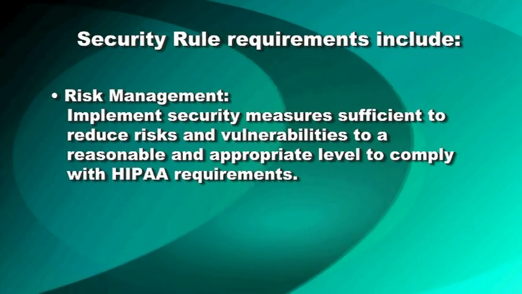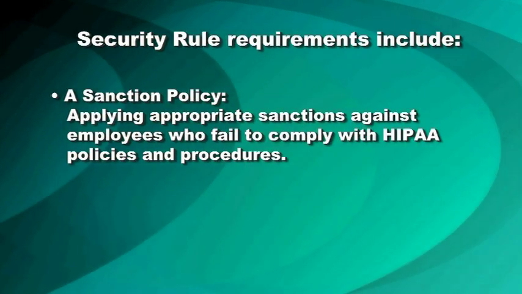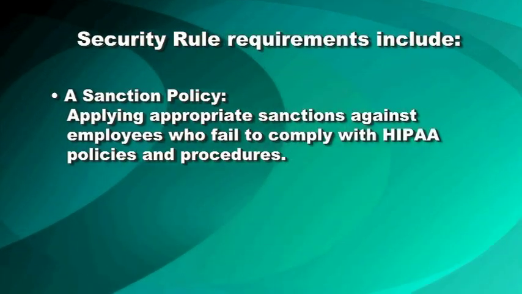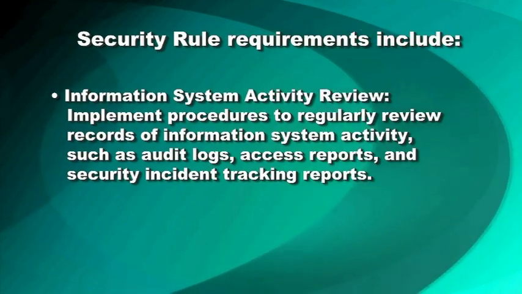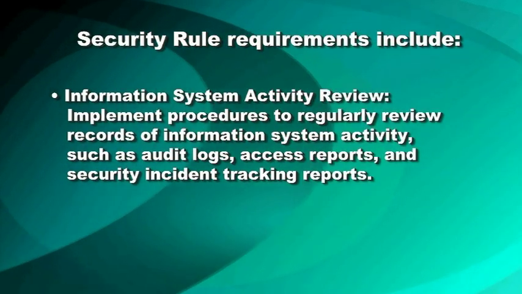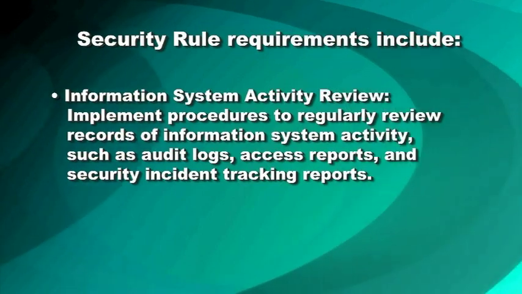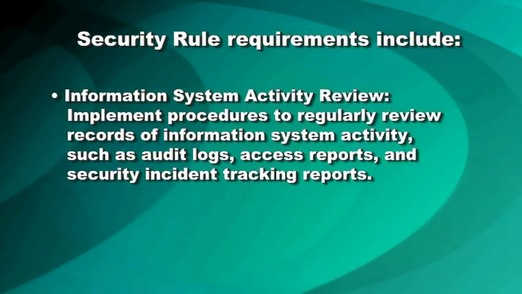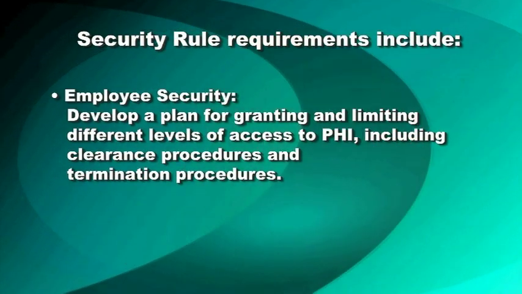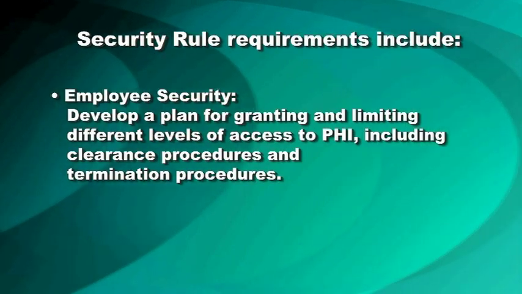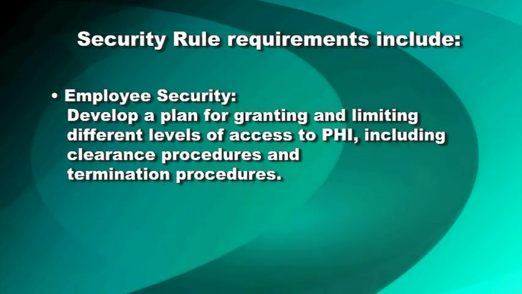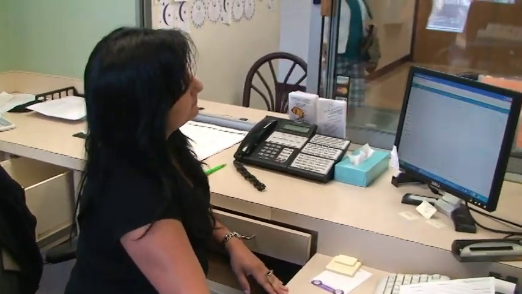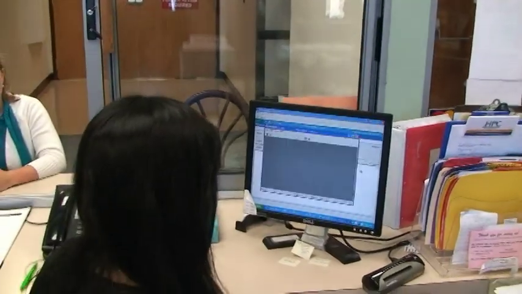HIPAA requirements. A sanction policy: applying appropriate sanctions against employees who fail to comply with HIPAA policies and procedures. Information system activity review: implement procedures to regularly review records of information system activity, such as audit logs, access reports, and security incident tracking reports. Employee security: develop a plan for granting and limiting different levels of access to PHI, including clearance procedures and termination procedures. This includes security checks and special training for all employees with access to sensitive information.